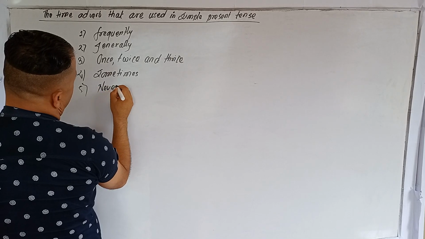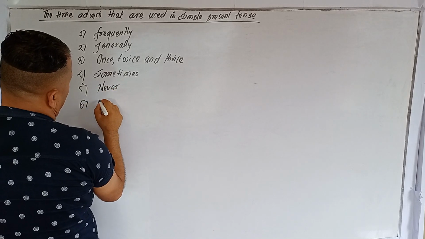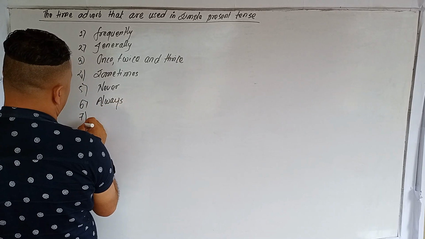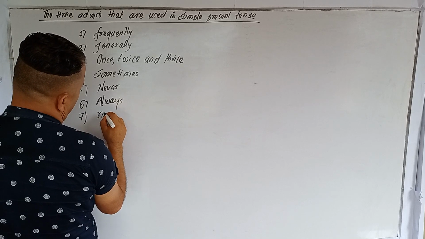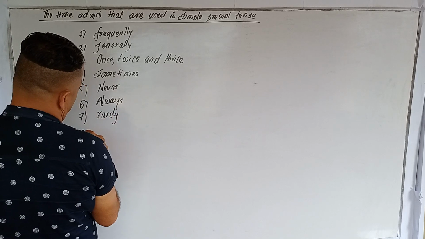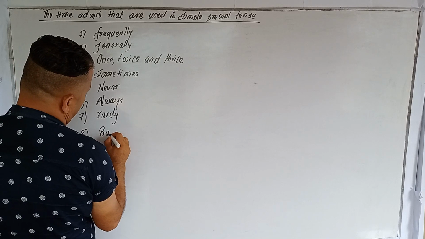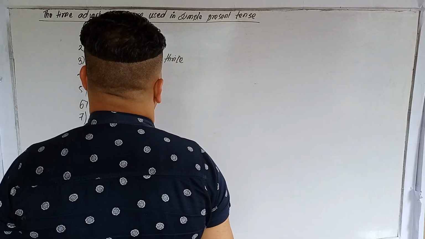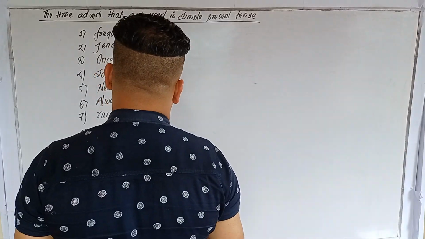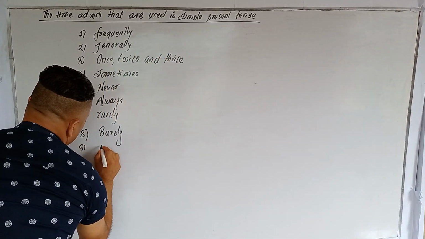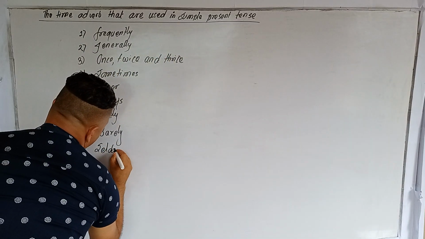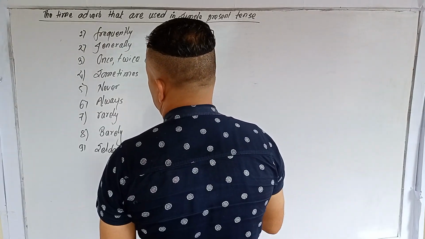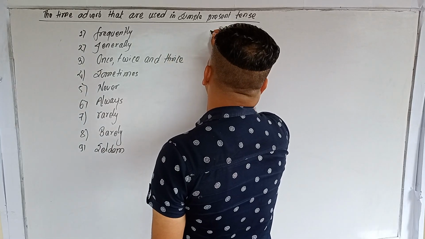Never, six. Always, seven. Rarely, eight. Barely. Okay. Seldom. Then number 10, habitually.